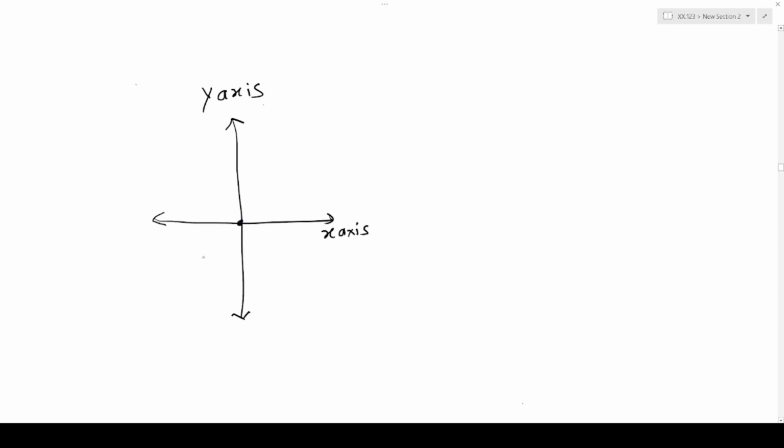Origin. From the origin, let us draw two lines. This is the first line and this is the second line. So we have drawn the two lines, and both lines are passing through the origin. The slope of the first line is m1 and the slope of the second line is m2.